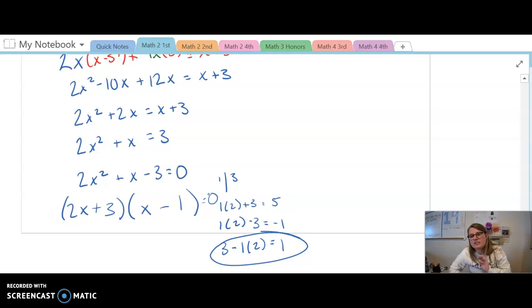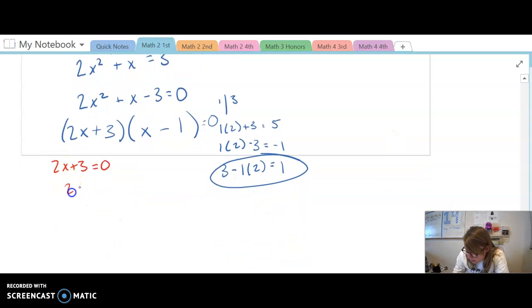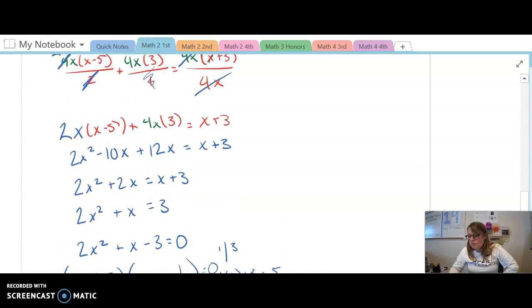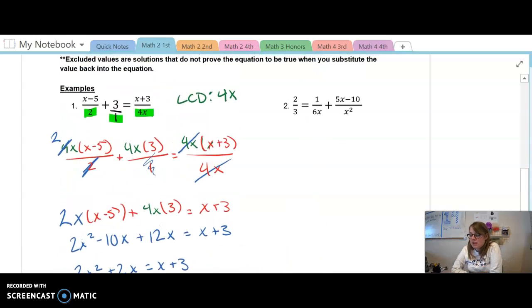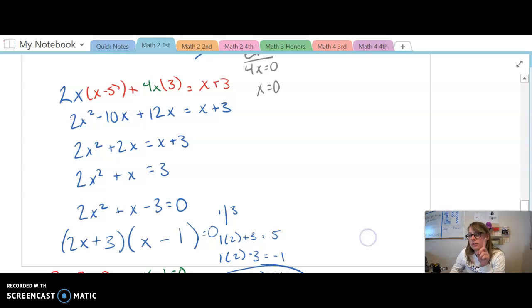Last things last, I have to set these equal to 0, so I have 2x plus 3 equals 0. That's going to be 2x equals negative 3, divided by 2, so negative 3 halves. Then I have x minus 1 equals 0, so add 1 to both sides, and we have x equals 1. Now, we have to check for excluded values. Remember from yesterday, I need to look at each of my denominators and look for the one that has a variable. Over here, the only one I have is 4x equal to 0, so x cannot be 0. So going back down here, we have to look for 0.